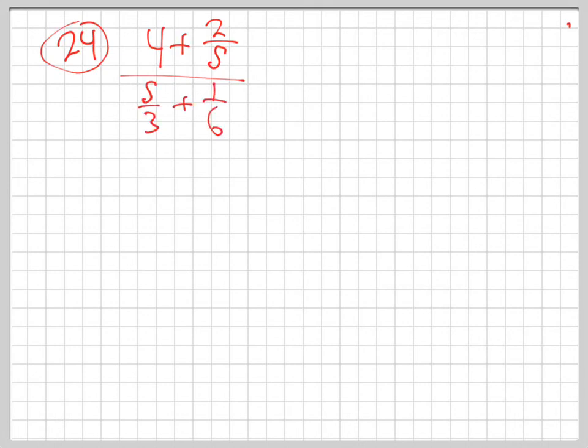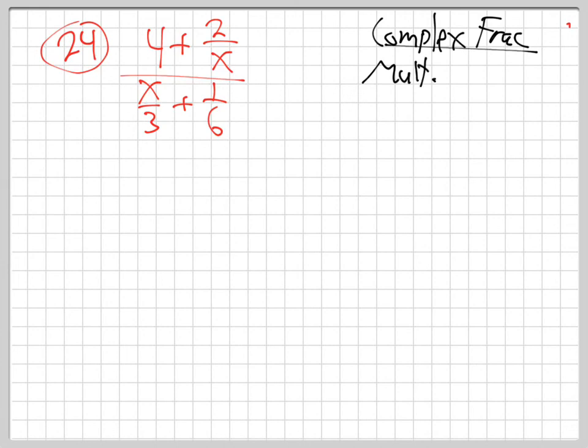Let's make it an x, because my s's look like 5s. For the sake of Mr. Heron's amazing handwriting. All right, so there we go. Remember what we do on these. We multiply. This is a complex fraction, meaning it's fractions over fractions. So we multiply all the terms by the LCD over 1.